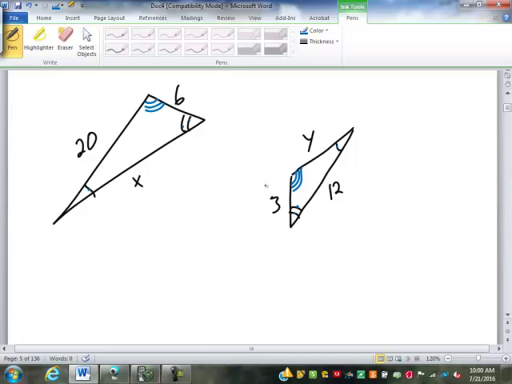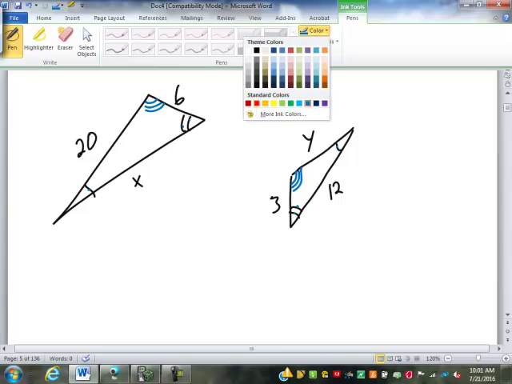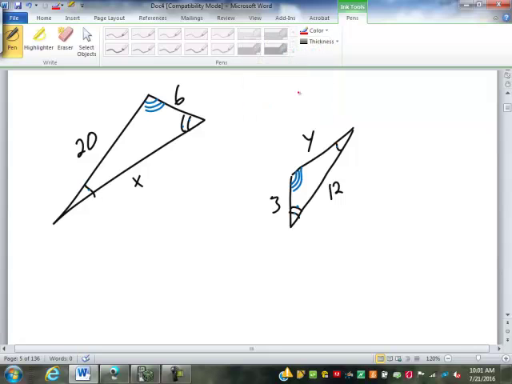We went over this last week. All triangles must have three angles that add up to 180. So since they both must add up to 180, if two of the angles are equal, the third one must be as well. So I'm just going to do this. I'm going to color code this quick.